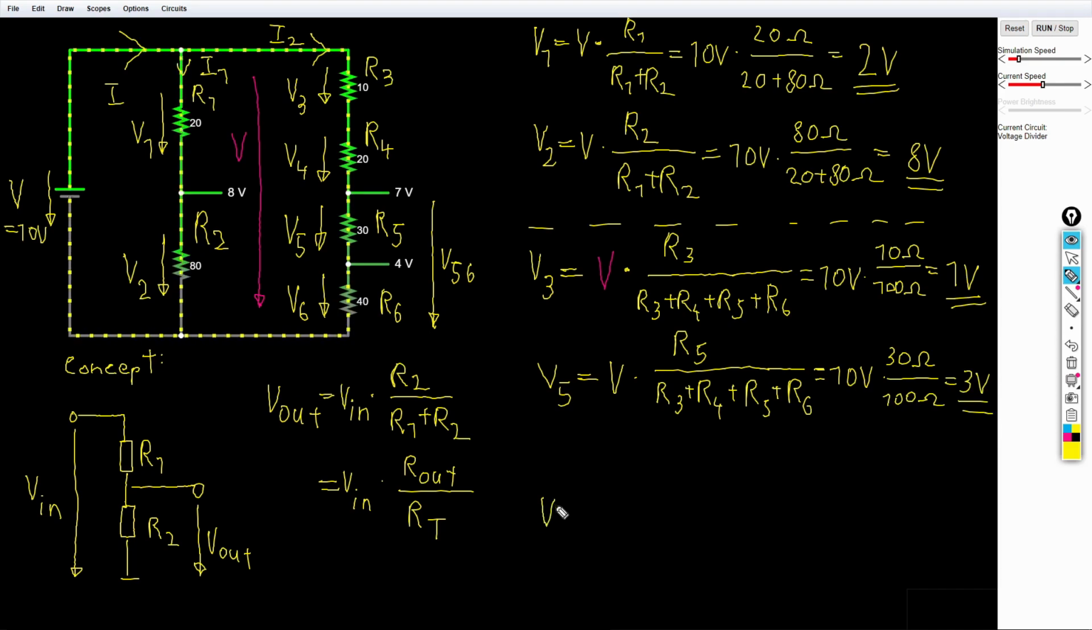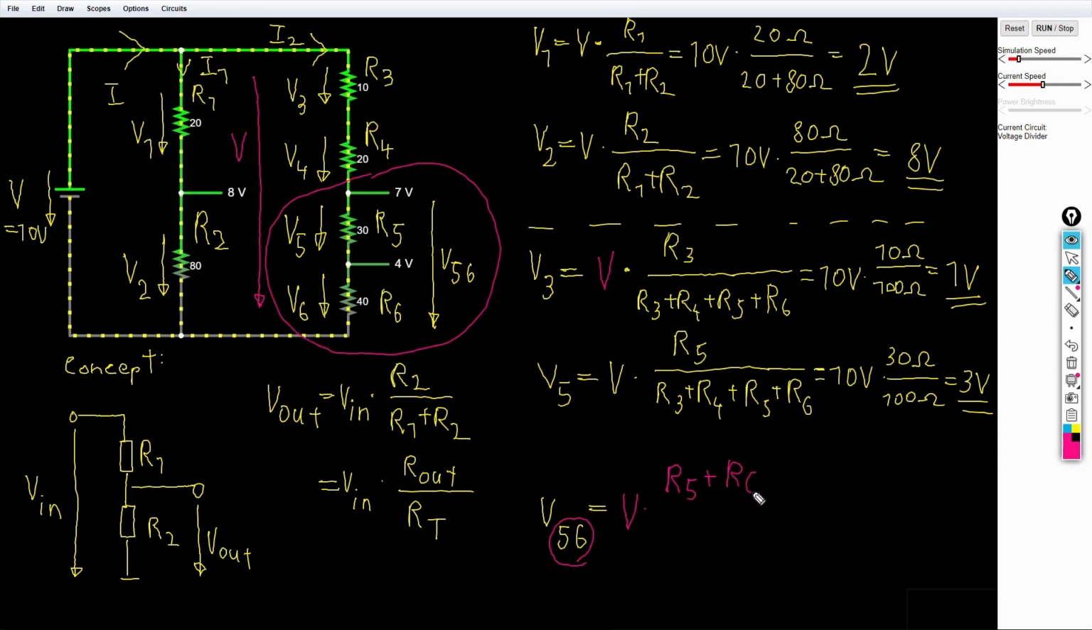Let's move on to our special guest, V56. V56 is the voltage which is simulated as 7 volt, and this is the voltage drop across resistor R5 and R6. The output resistance in this case is the sum of the two resistors, because they are in series. In this case, the output voltage is equal to input voltage times R5 plus R6 over the total resistance.